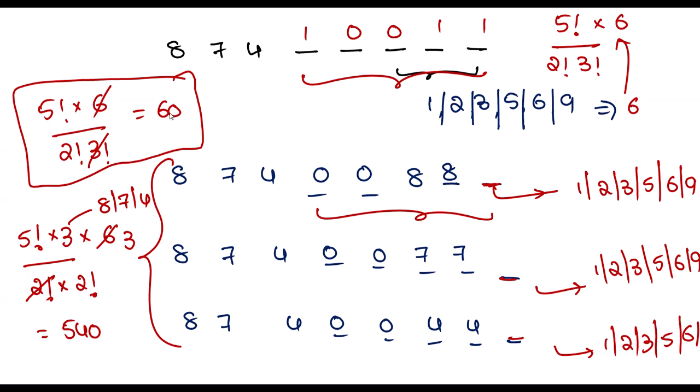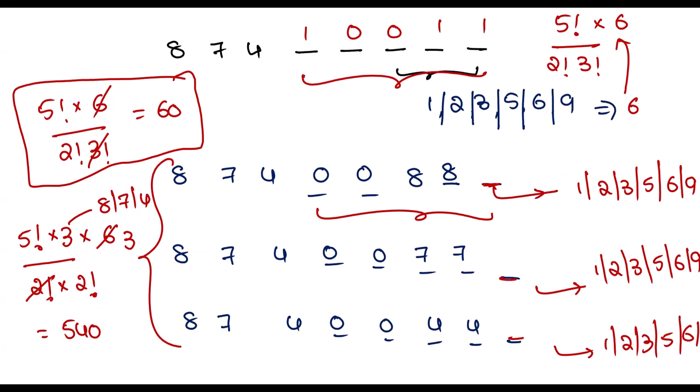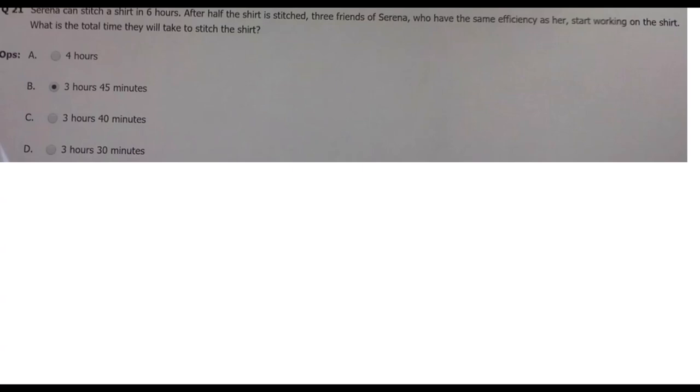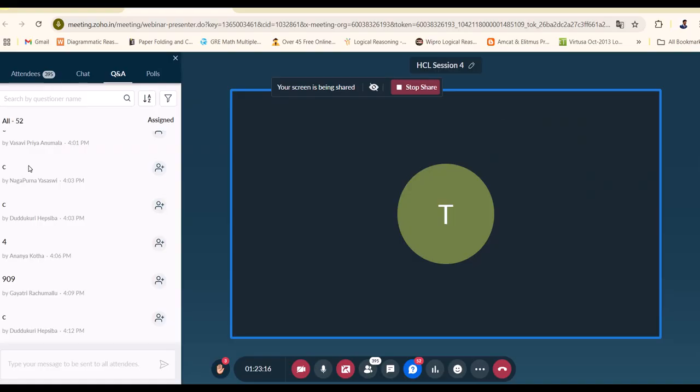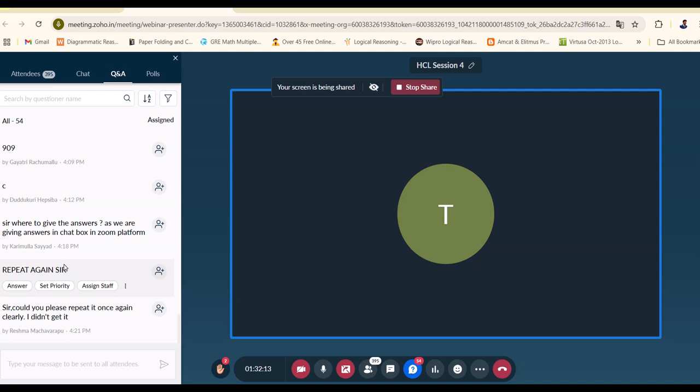Okay, favorable 60, total is favorable plus unfavorable, 600. It's 1 by 10, not 1 by 20, 1 by 10. Now see this 18th question, the typical one, the previous one. The answer should be 1 by 10.